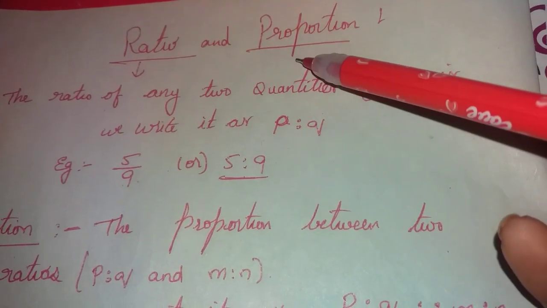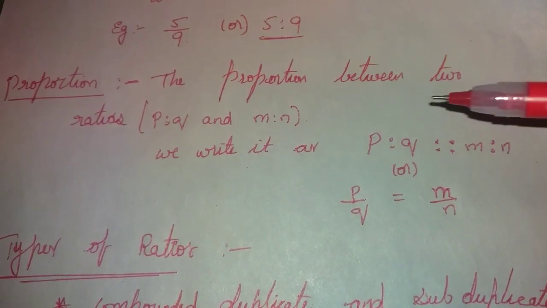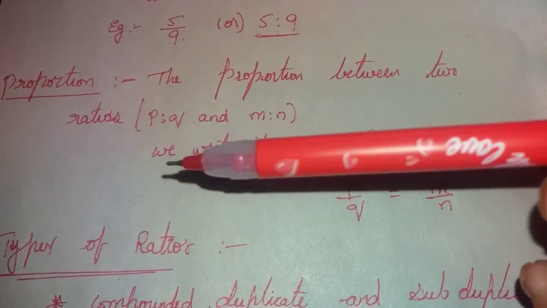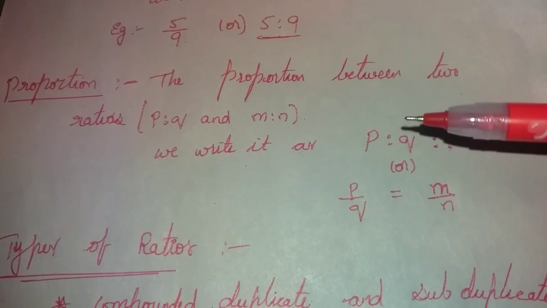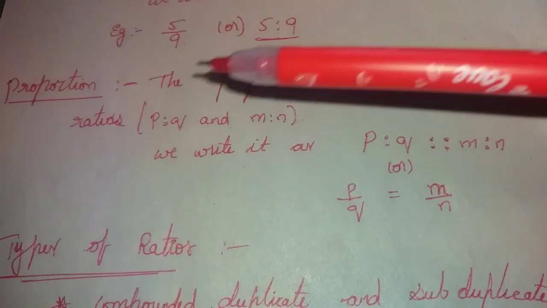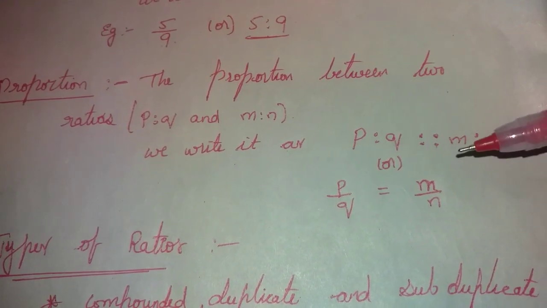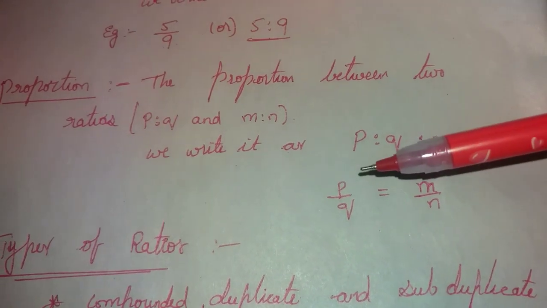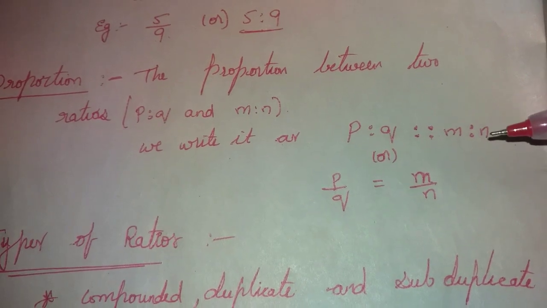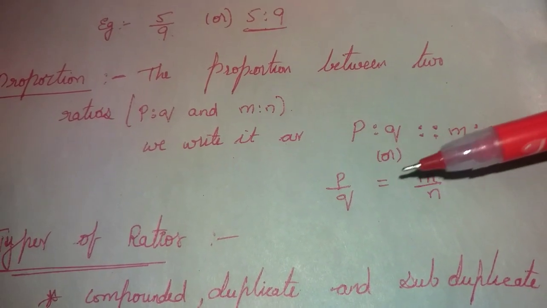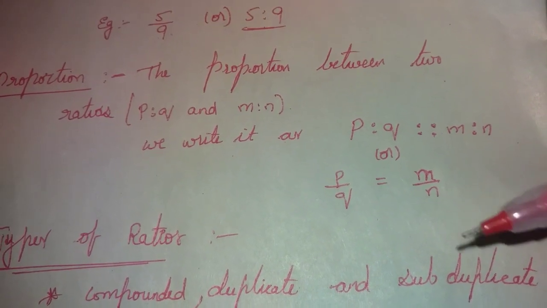Now we see the proportion. What is the proportion? The proportion between two ratios p is to q and m is to n. We write it as p is to q, and proportion means this symbol, we have to write, and m is to n. Or p by q proportional, in the place of equal to, m by n. P by q is equal to m by n.